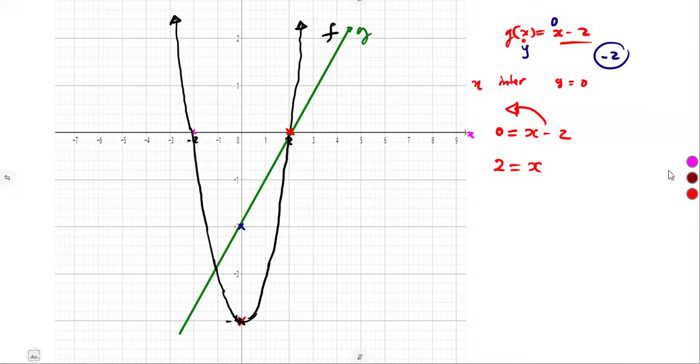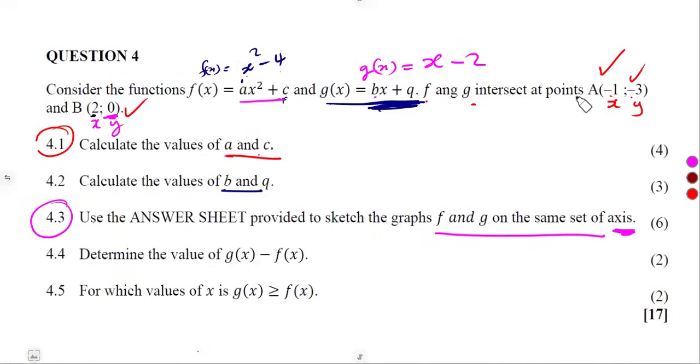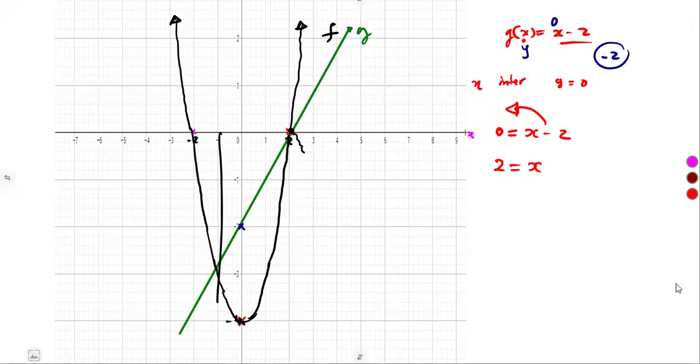As we can see, these two graphs do intersect at this point, 2, 0. Those are the points of intersection that were given before. Remember, they said it intersects at -1, -3 and at 2, 0. So the -1, -3 is the point A, which is on the left-hand side, this other point of intersection here. That's our point A. The other point is B, this one, which is 2, 0. Those are the exact points of intersection that we were given, and that's exactly what you're getting on your graph.